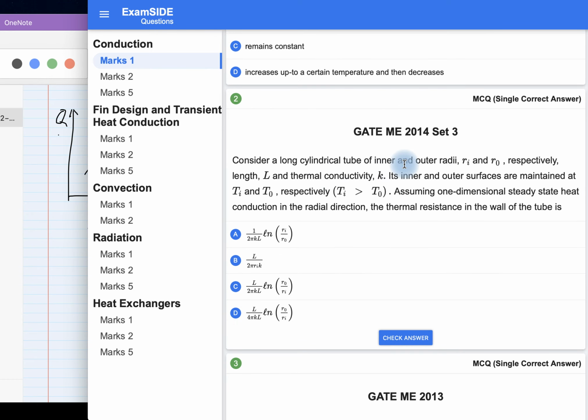Consider a long cylindrical tube of inner and outer radius Ri and R0 respectively. The inner and outer surfaces are maintained at Ti and T0. Assuming one-dimensional steady-state heat conduction in the radial direction, the thermal resistance in the wall of the tube is, we have solved previously. So the correct answer is ln of R0 by Ri upon 2 pi K L. So this is the correct answer.